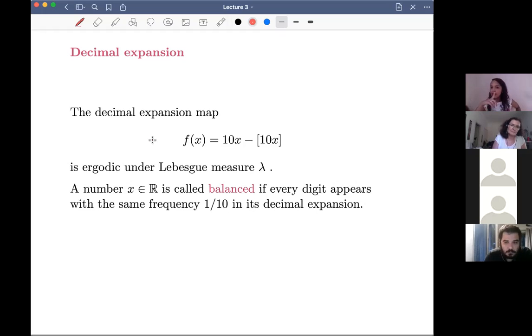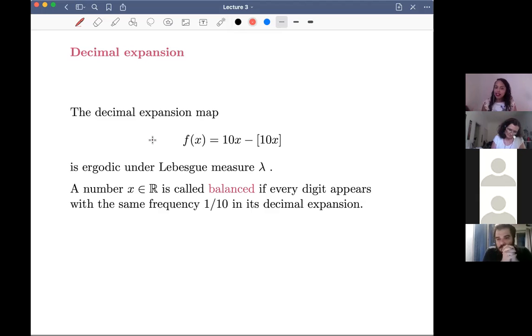Well, it's not hard to think of a balanced number. Think quickly. Construct a balanced number. Well, 0.123, up to 9, and then repeat 0, 1, 2, 3, 4, up to 9, and then repeat this block. Take the block from 0 to 9, put it after the comma, and then repeat this. You create a number that is balanced. So it's not hard to create balanced numbers.